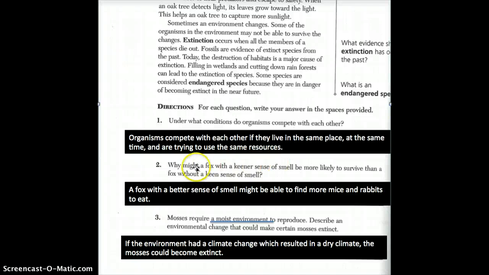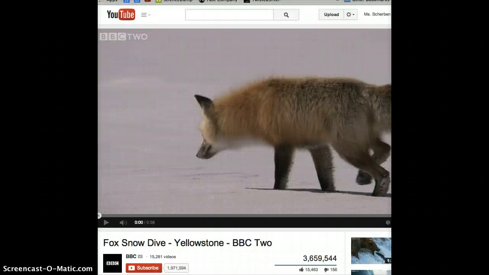Number 2, why might a fox with a keener sense of smell be more likely to survive than a fox without a keen sense of smell? So we can say keen, strong, right? A fox with a better sense of smell might be able to find more mice and rabbits to eat. So this is just a quick video to show how a fox with a strong sense of hearing will be able to find prey that a fox without a good sense of hearing cannot.